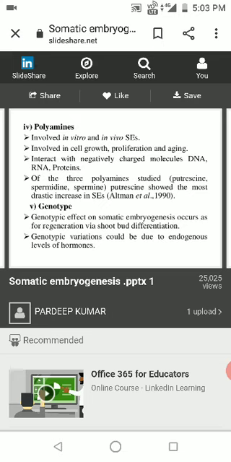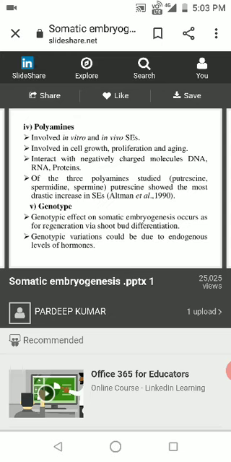Now, polyamines are involved in in vitro and in vivo somatic embryogenesis, in cell growth, proliferation and aging, and interact with negatively charged molecules such as DNA and RNA. Polyamines such as putrescine, spermidine and spermine have been shown to drastically increase somatic embryogenesis. So this is also a factor, that is polyamines. Then there is genotype.